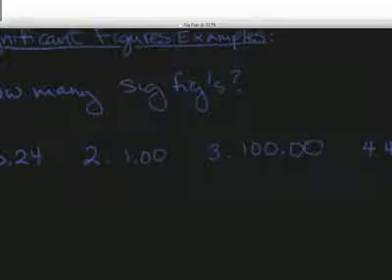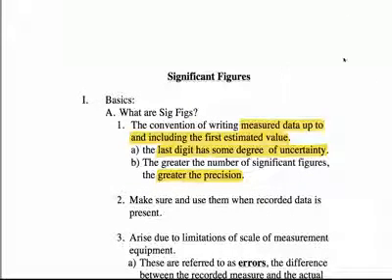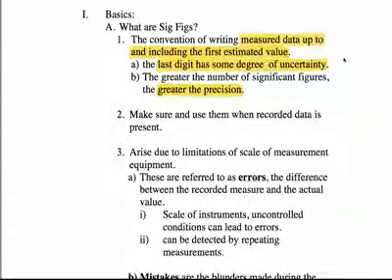Those are going to be some of the examples we're going to look at for the sig figs, probably on a different video.